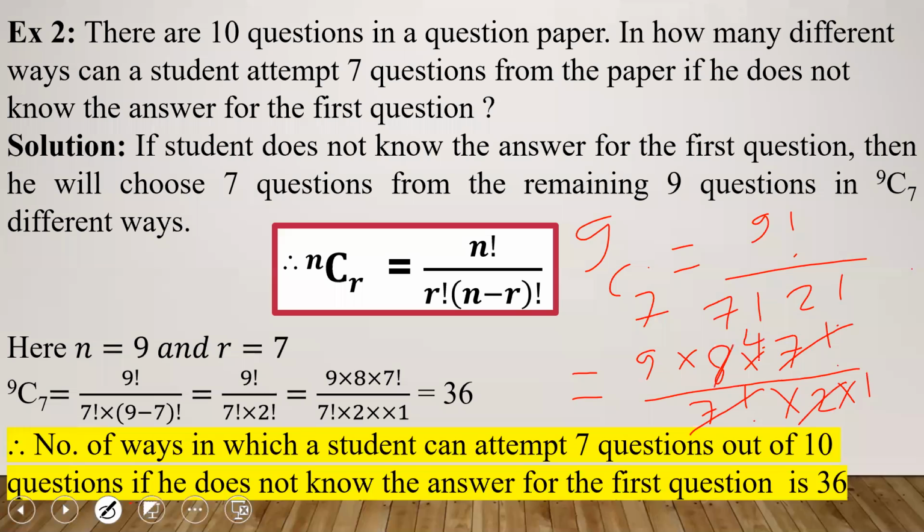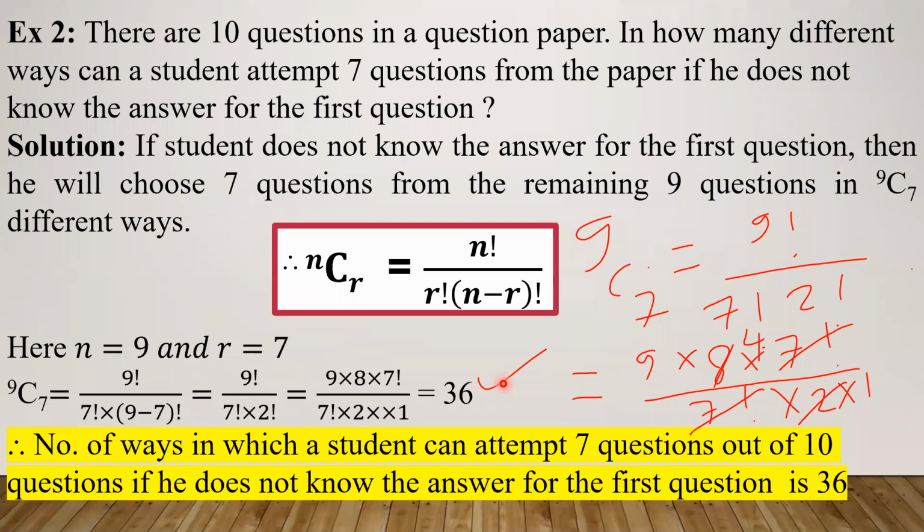9 into 4, sorry, 9 into 4. So that will give you 36. Okay. So the number of ways in which he can attempt 7 questions out of 9 questions is how much? So the number of ways in which a student can attempt 7 questions out of 10 questions, if he does not know the answer for the first question, is 36. So he can attempt the questions in 36 different ways.